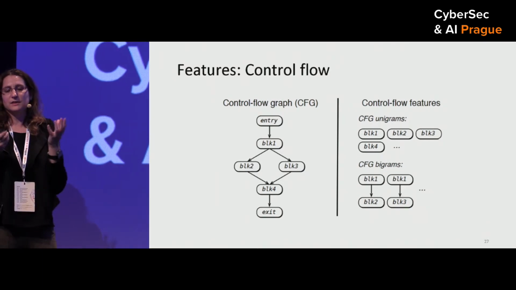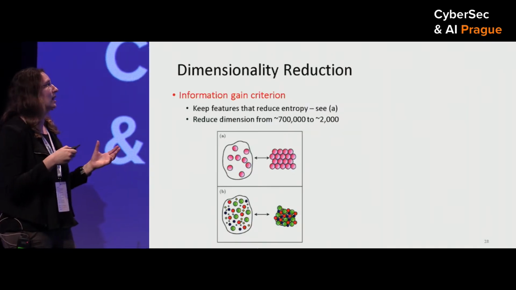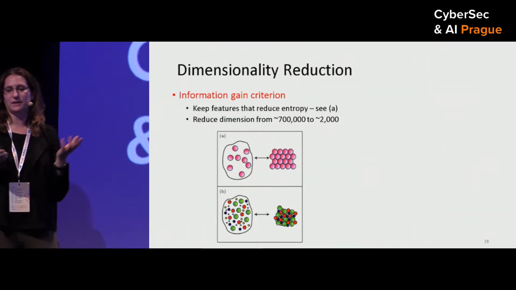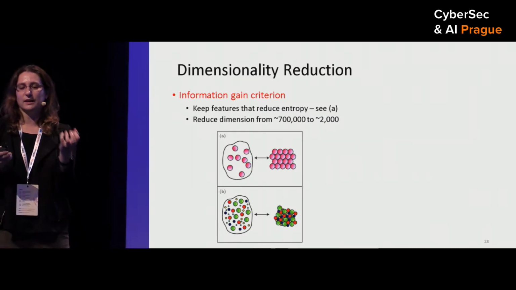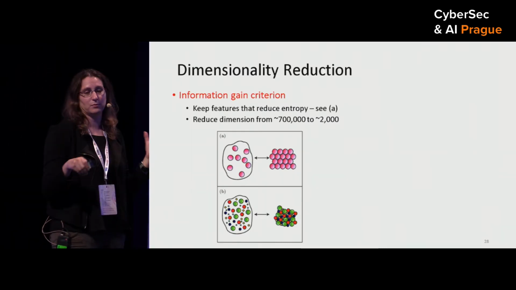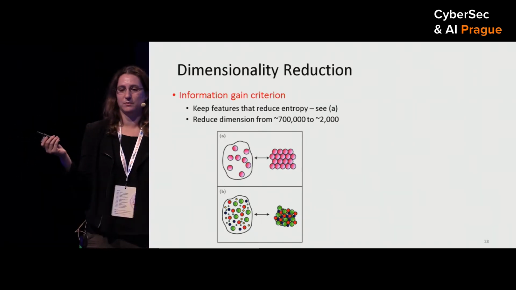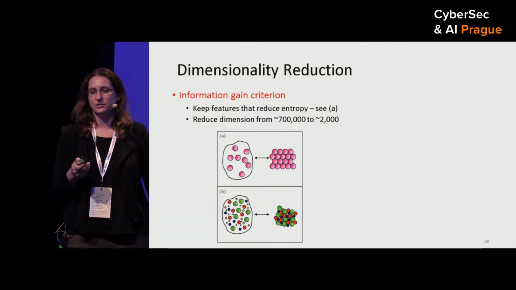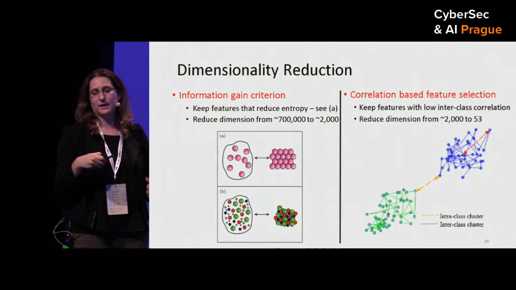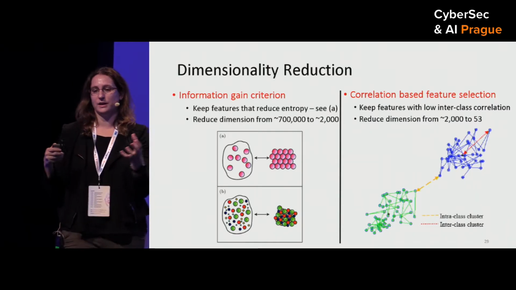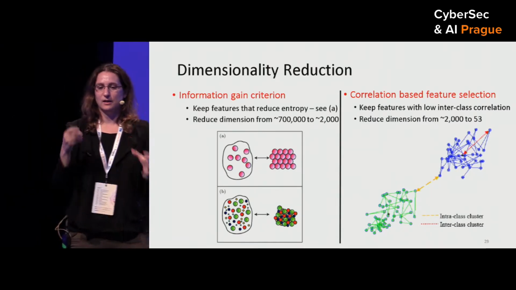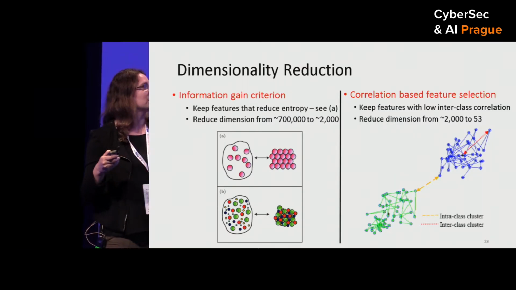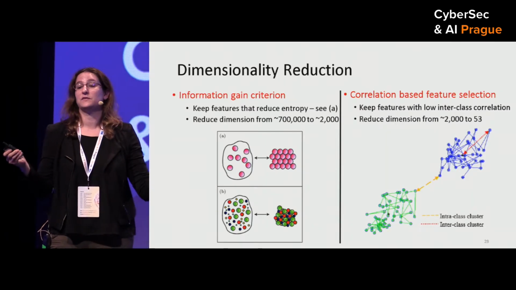And so as a whole, this gives you quite a few features, over 700,000. So the first thing we do is look at information gain, which is looking at which features actually reduce the entropy of the interclass problem. And we can reduce our large feature set from about 700,000 to 2,000 doing that. And then we use some correlation type work looking at the interclass and intraclass relationships. And this will let us reduce our feature set down to basically 53 features.